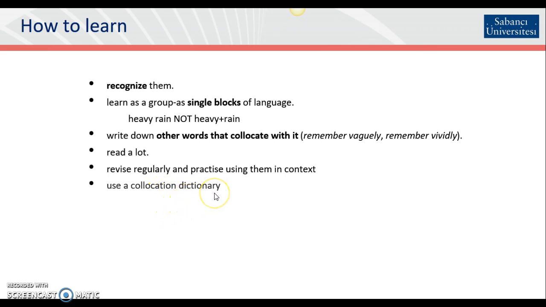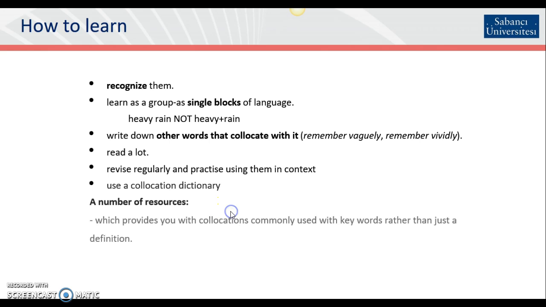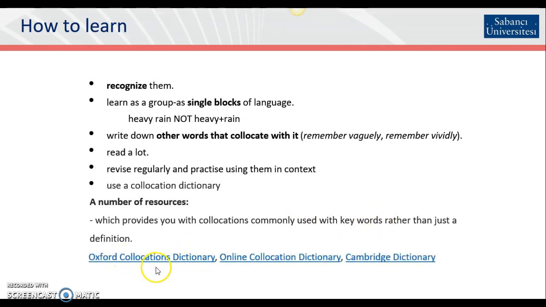Using a good collocation dictionary is also very important. Teaching learners how to use them is very important, because to become an independent vocabulary learner is not very easy. It requires some training and strategies. There are many good resources actually, and collocation dictionaries can help learners. These good resources will provide you with collocations commonly used with keywords rather than just the definition. So here are some of them.